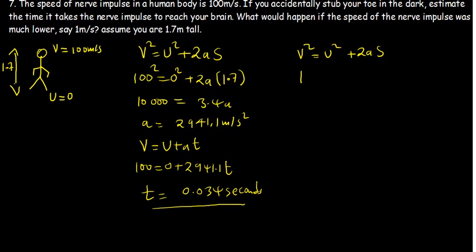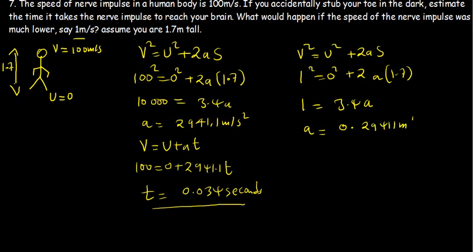We assume it is 1. The initial is 0 plus 2 acceleration. The distance is still 1.7. So this is going to give us 1 being equal to 3.4 a. So divide both sides by 3.4. The acceleration is going to give us about 0.29411 meters per second squared.